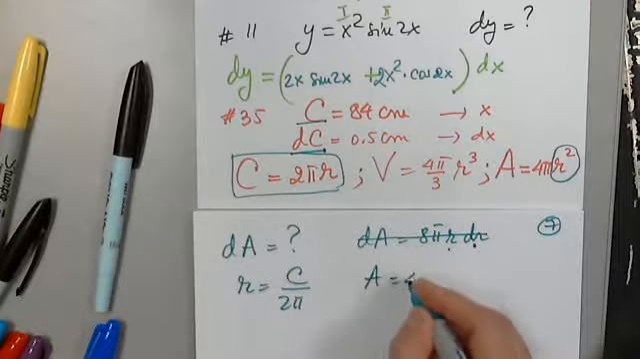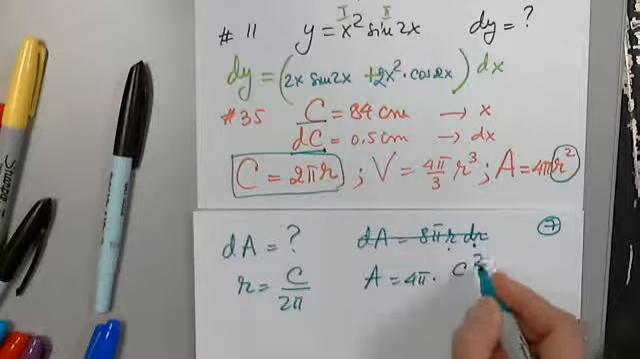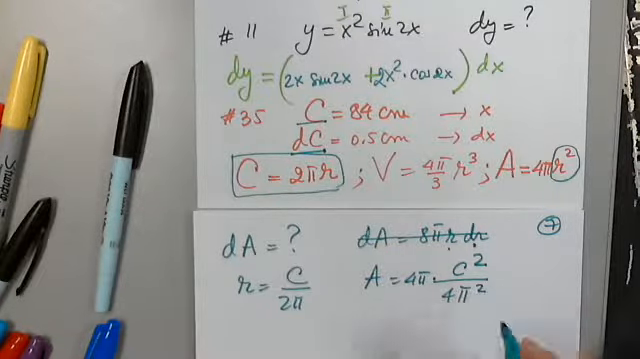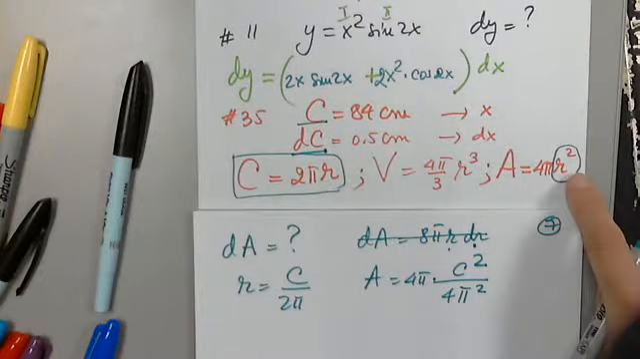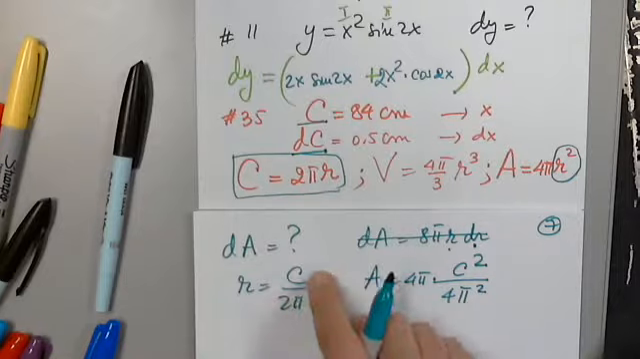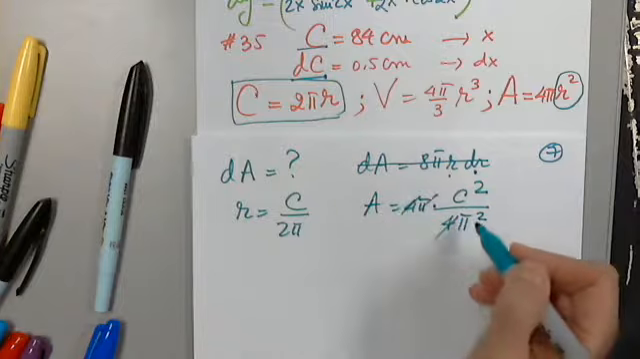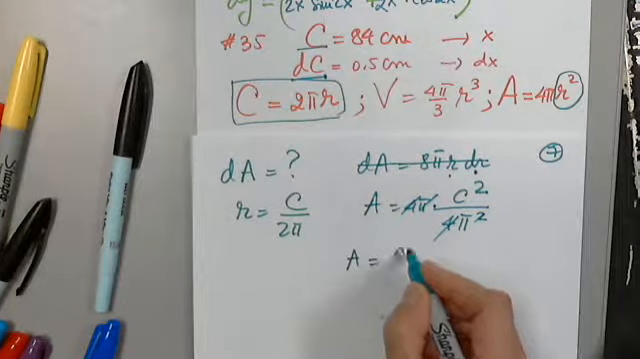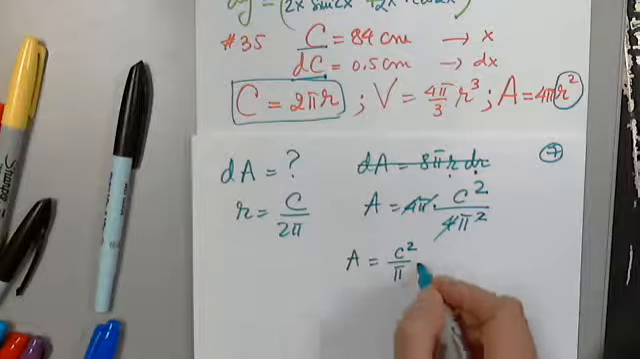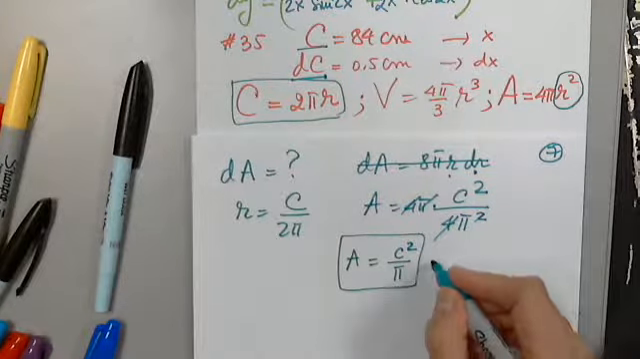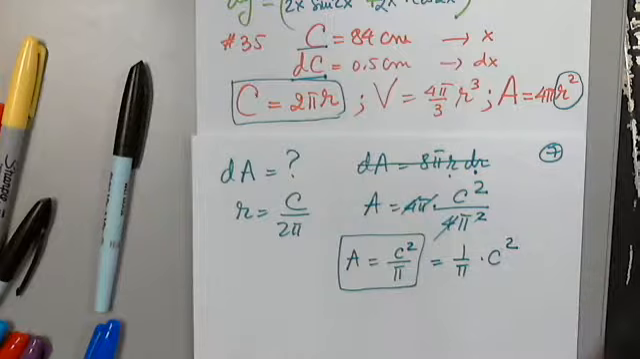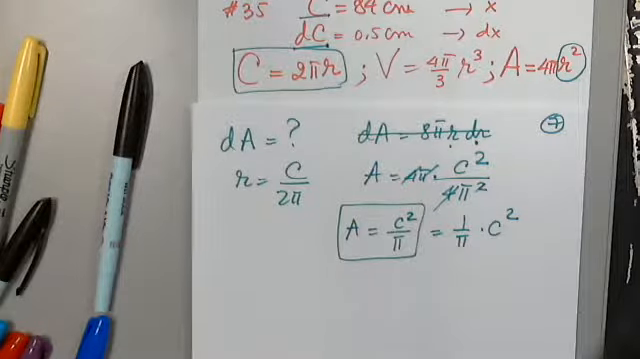Therefore, the area becomes 4 pi times c squared over 4 pi squared. So in the area, I replaced r by c over 2 pi, and I had to square the top and I had to square the bottom. I will simplify. So then the area becomes c squared over pi. Or better, 1 over pi times c squared, because 1 over pi is a constant. So now I'm ready to determine dA.